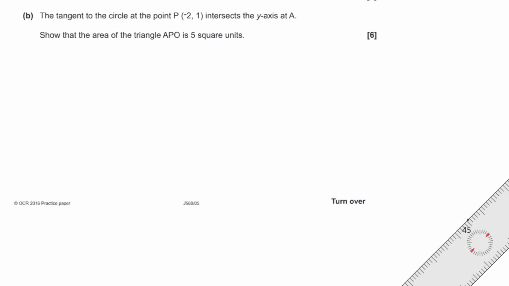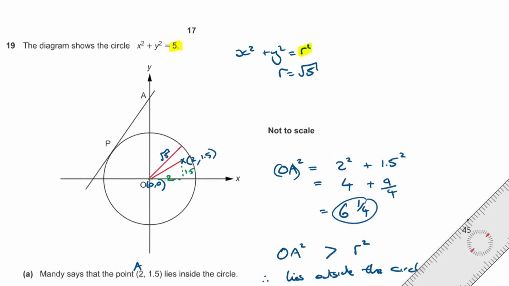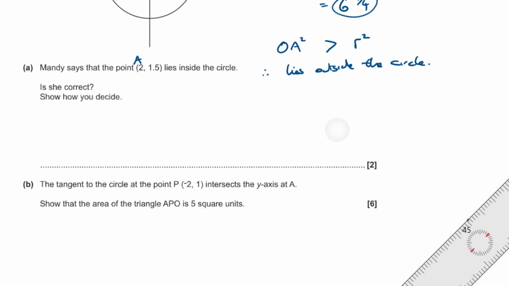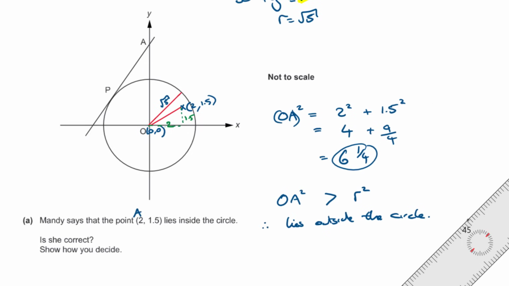Part B says the tangent to the circle at the point (-2, 1) intersects the y-axis at A. Show that the area of the triangle APO is 5 units squared. So P is (-2, 1).